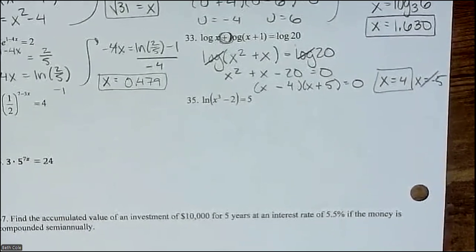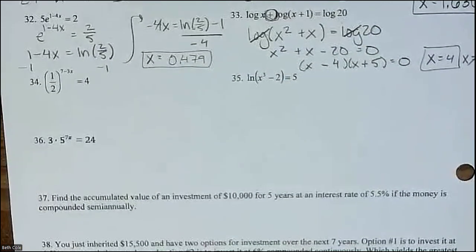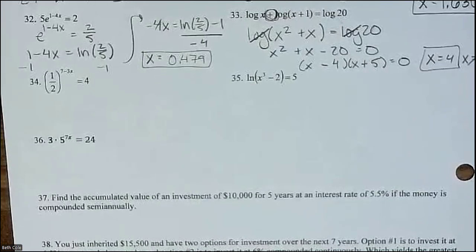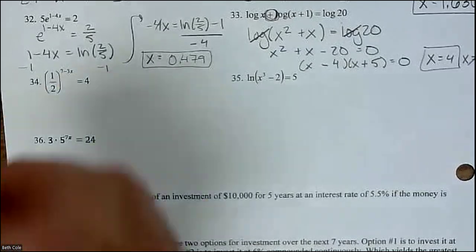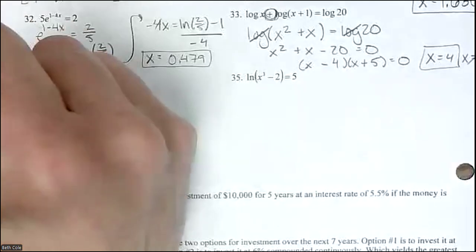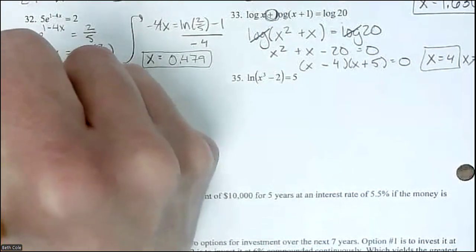All right, what do you guys think about 34? What would you do if you saw a problem? Change the base. You can make them both 2. I wouldn't try to make them a fraction. I would make them both 2. 2 to what power gives you a half? Yeah, -1. And then the other stuff is still there.